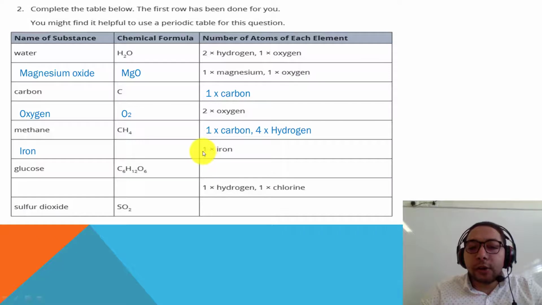For the iron, iron has only 1, so which substance should it be? It should be iron as well. And the symbol of the iron, if you're going to check your periodic table, is going to be, as you have mentioned, Fe. Perfect.